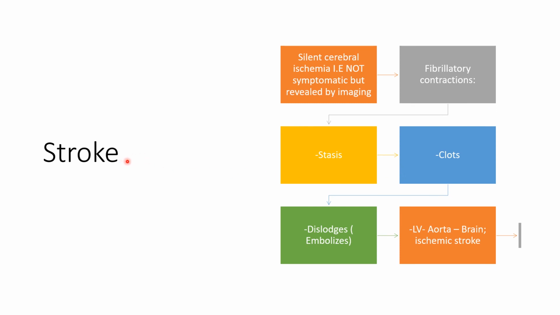Stroke. How do we get there? This is a silent cerebral ischemia, meaning non-symptomatic but revealed by imaging. Fibrillatory contractions will lead to stasis. The stasis will then, with the help of platelet aggregation and other causing factors, lead to clot formation. When the clots become dislodged or embolize, then through the left ventricle to the aorta and then the brain, there will be ischemic stroke.